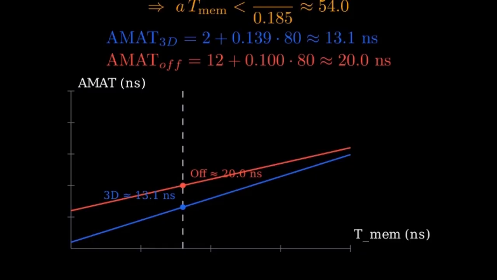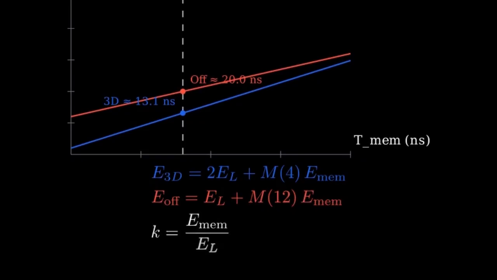Next, energy per memory reference. A simple model is that each access pays for one L3 lookup, plus, on a miss, you pay a main memory energy. The 3D cache uses 2 times the L3 energy per access. The off-die cache is our baseline. So we model energy per access as E sub 3D equals 2 times E sub L plus M of 4 times E sub MEM. E sub off equals E sub L plus M of 12 times E sub MEM.